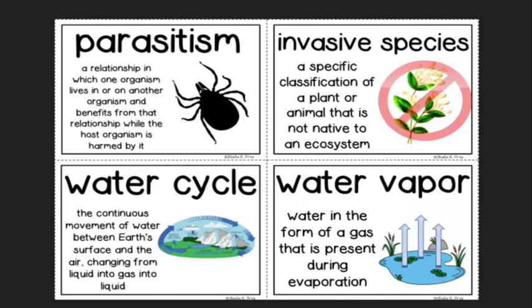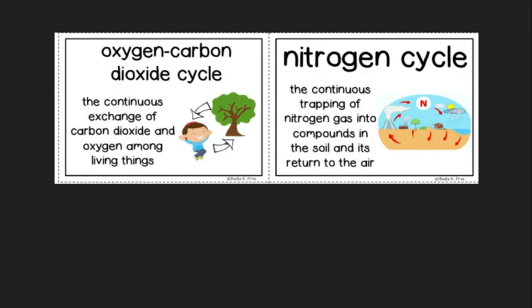All right, let's talk about the water cycle. The water cycle is the continuous movement of water between Earth's surface and the air, and it changes from liquid into gas into liquid. The water cycle is something you've probably learned about in the past. And water vapor is water in the form of a gas that is present during evaporation. Another thing that you've learned about.